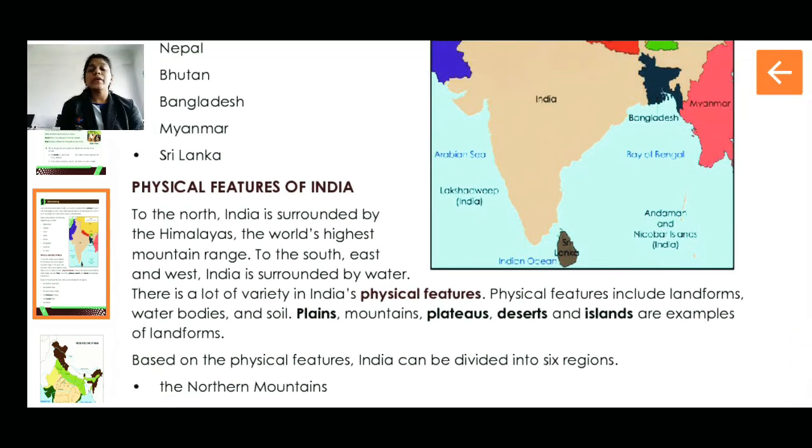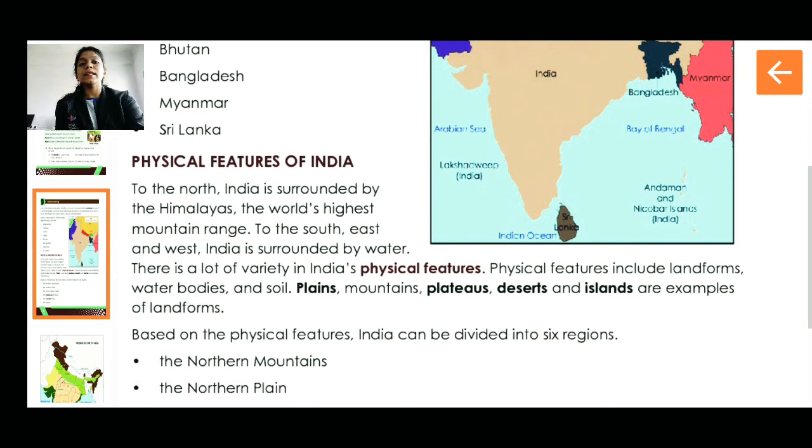There is a lot of variety in India's physical features. You will see different kinds of physical features in India. So, physical features include landforms, water bodies and soil. So, we will discuss the different landforms, the water bodies and the soil. You will find different types of landforms, different types of water bodies, the soil, everything is in variety in India. Therefore, it is said that India's physical features have a variety.